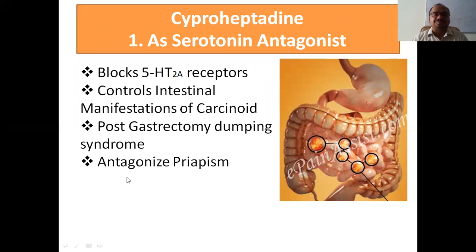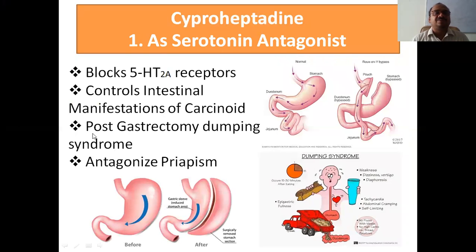And next one, apart from this, in the same slide, post gastrectomy dumping syndrome. First you have to know what gastrectomy is. It is a surgery of your stomach. See here how the surgery is made. Whenever people are very fat, they undergo bariatric surgery. This is bariatric surgery only. The stomach will be cut down.